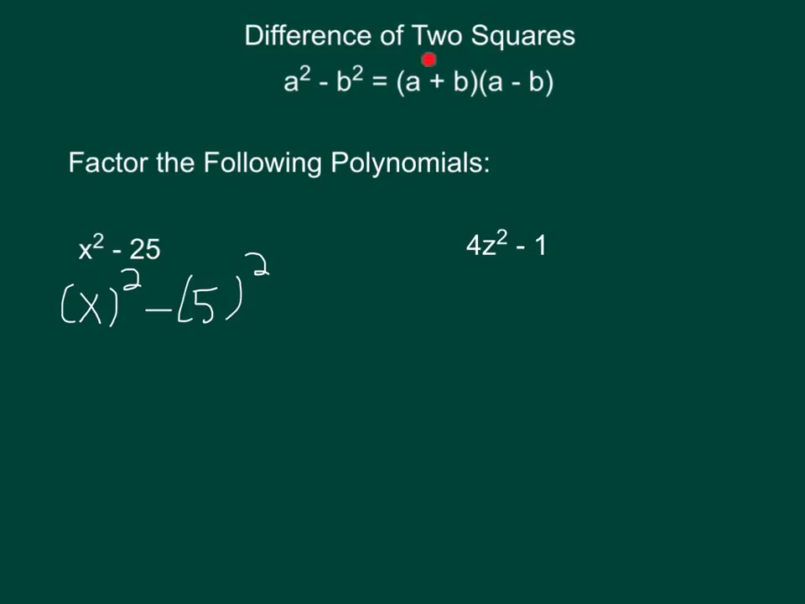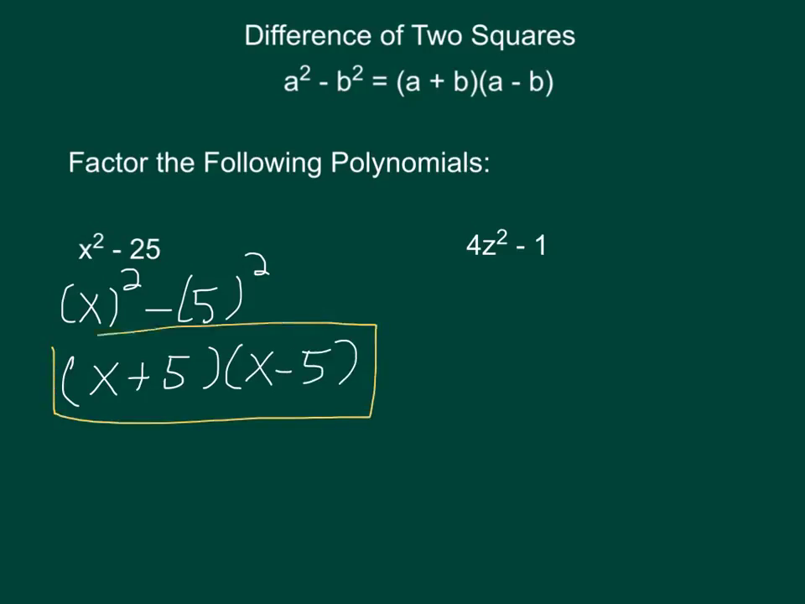I can now immediately jump to a plus b, a minus b, which in this case is going to be x plus 5, x minus 5. And that is the factored form of x squared minus 25. I don't need to use the Punnett square. I don't even really need to check it because it's a special case and I know it's going to work out. Let's try that with my second example.